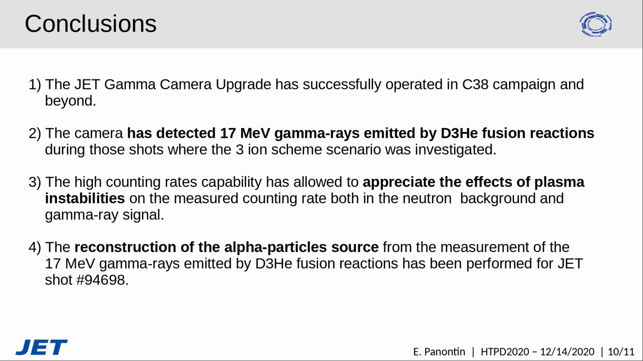In conclusion, the JET gamma camera upgrade has successfully operated in the C38 campaign and beyond. 17 megaelectronvolt gamma rays emitted by deuterium helium-3 fusion reactions have been detected during the 3-ion scheme scenario experiments. The high counting rate capability has allowed us to appreciate the effects of plasma instabilities on the measured counting rate, both in the neutron background and in the gamma ray signal. It has been possible to reconstruct the alpha particle source from the measurements of the gamma camera, and an example has been shown in this work.